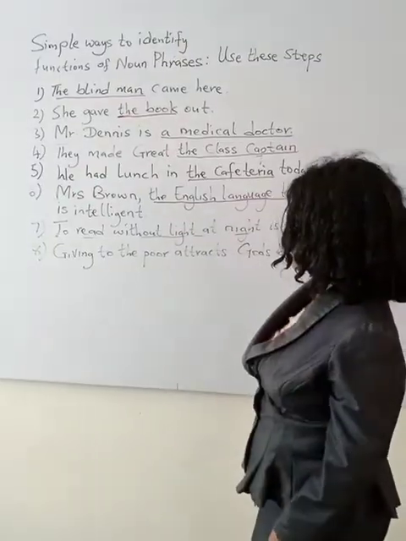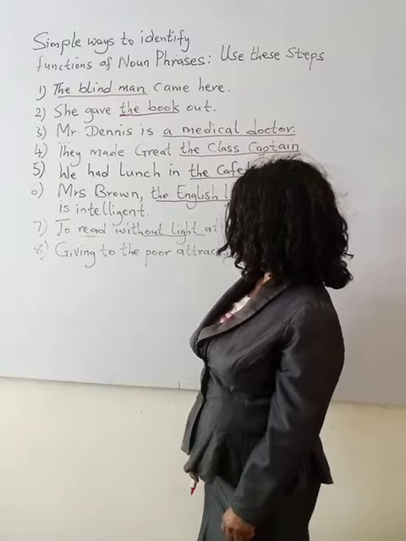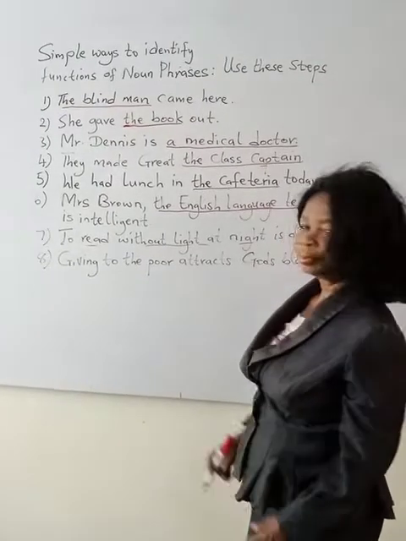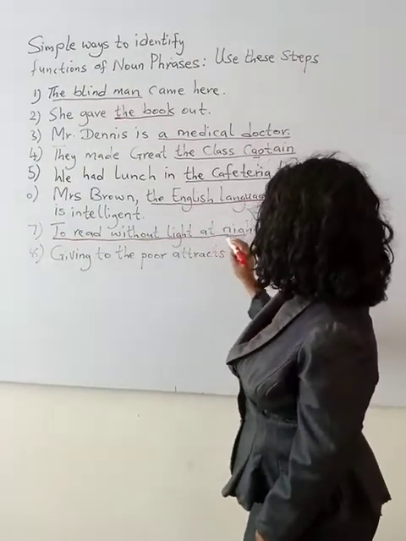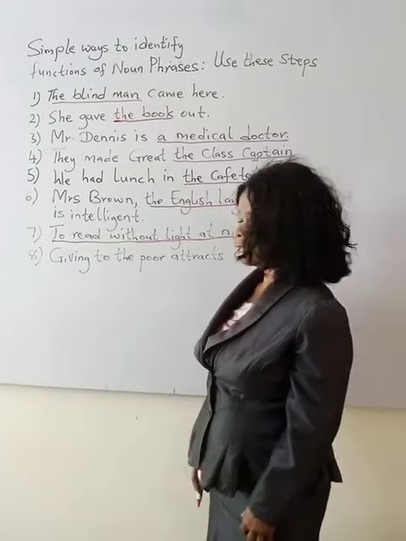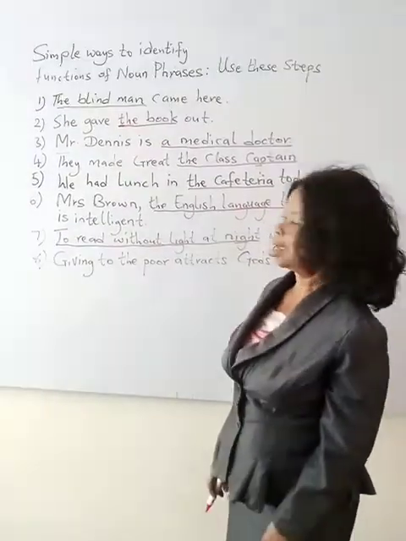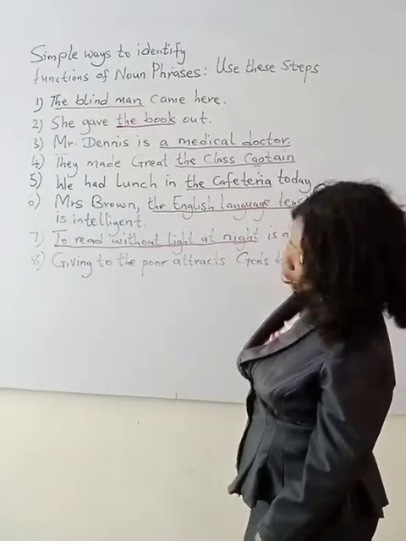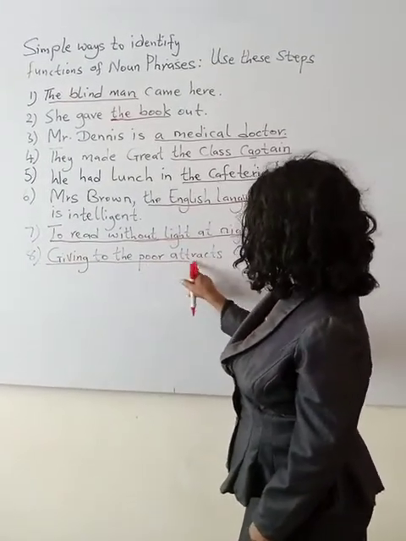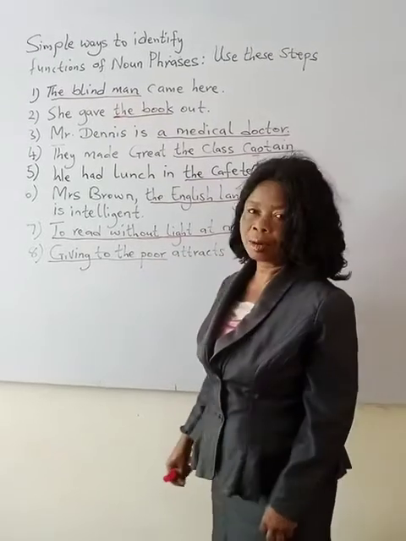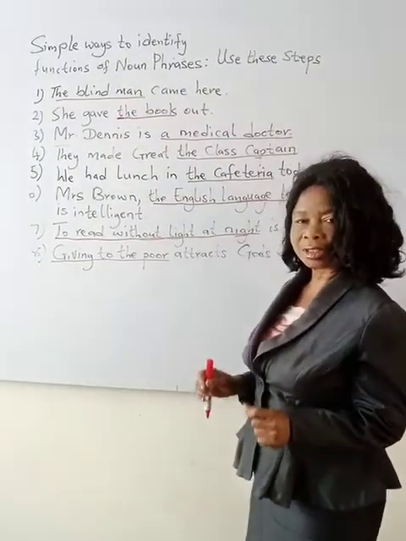Then number 7: to read without light at night is difficult. The noun phrase there is to read without light at night. Then number 8: giving to the poor attracts God's blessings. Now, giving to the poor is our noun phrase.